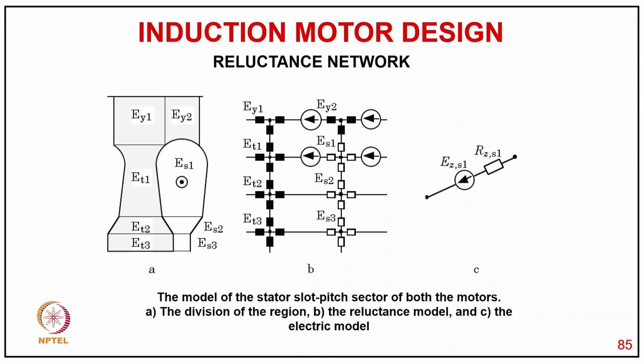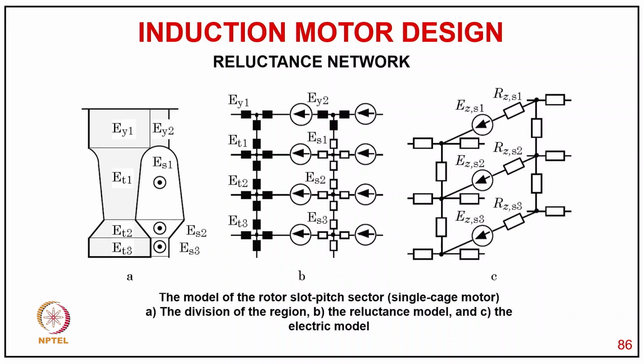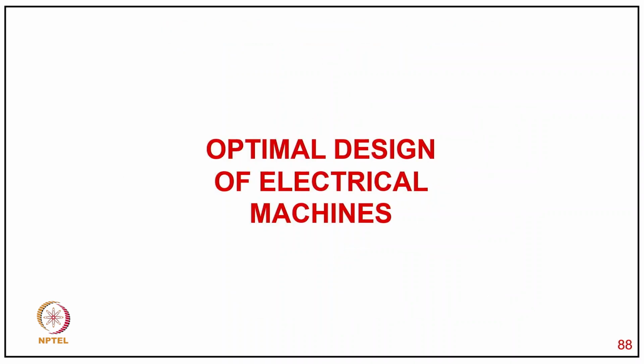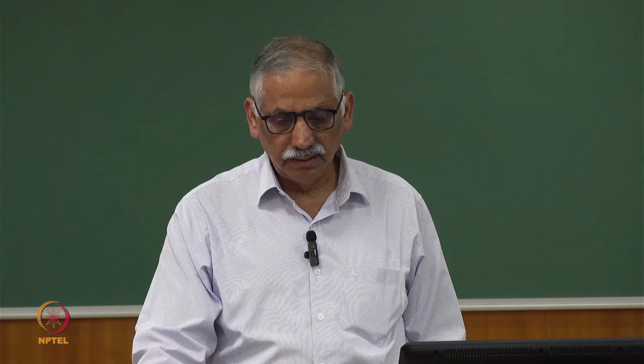Similarly, a model for the stator slot factor of the motor. Then the motor rotor slot pitch factor sector calculation of a single cage motor. Then similarly for a double cage rotor, because sometimes double cage rotors are there, as you can see the geometry of this, we calculate the reluctance model and electrical model. Now coming to a typical example, the optimal design of electrical machines.